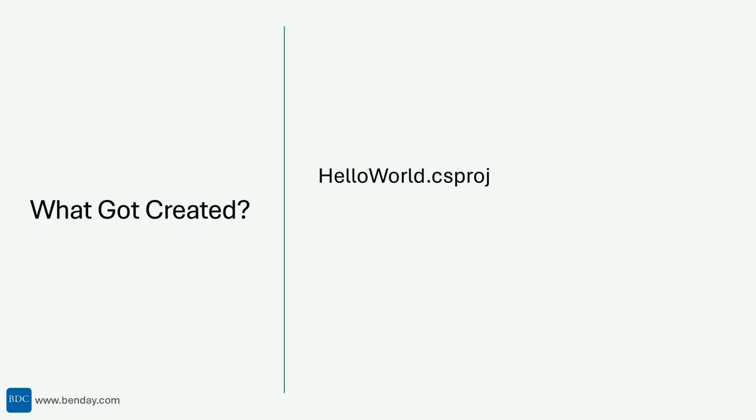The CSPROJ file is your project configuration. It tells .NET what kind of app this is and what version to use. Program.cs is where your actual C# code lives. This is what you'll be editing most of the time. The OBJ folder contains temporary build files. You can pretty much ignore this, it's just build cache.